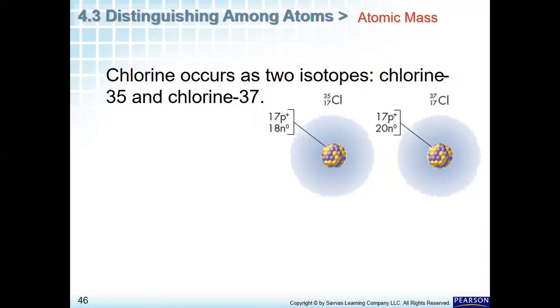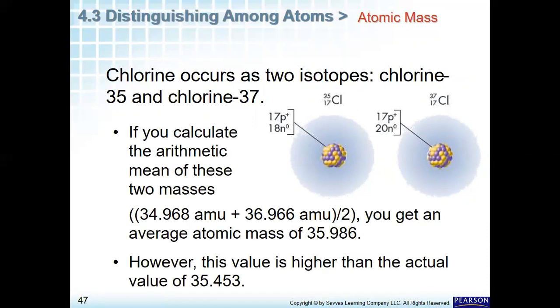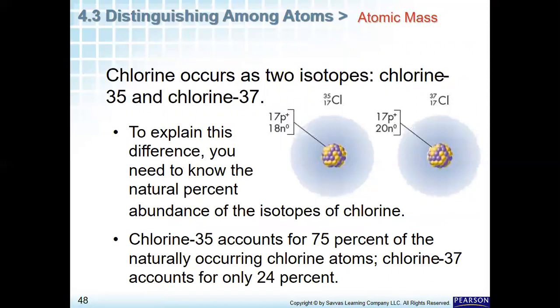Chlorine here occurs as 2 isotopes, chlorine 35 and chlorine 37, and the difference between them is exactly the number of neutrons, 18 and 20. So if you calculate the arithmetic mean of these two masses, you will add both together and after that divide by 2. But that will give you another mass which does not represent their actual representation in nature, or their natural abundance. So we have to do some calculation according to the percent of each one.